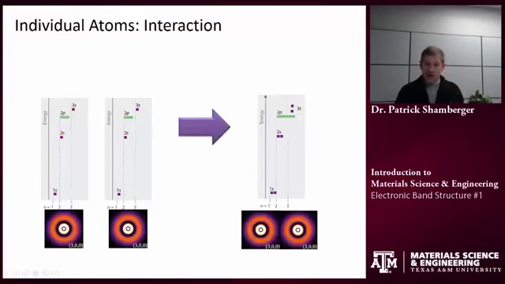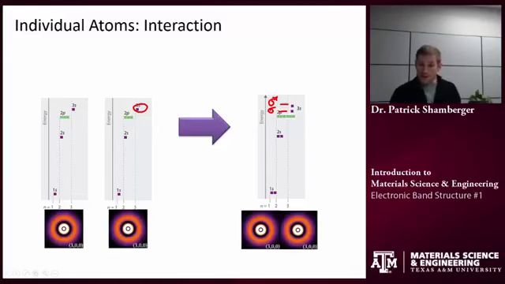Now, as they start to get closer and closer together, those wave functions will interact, and you see what happens. The 3s orbital starts to split into two different energy levels. And this is what I mean by the constructive. Constructive would be down here, and the destructive, higher energy level orbitals.